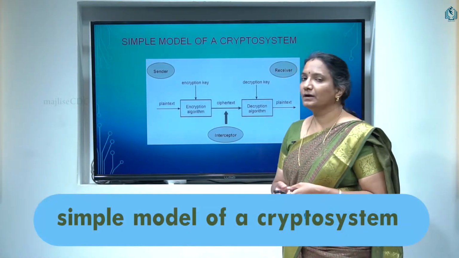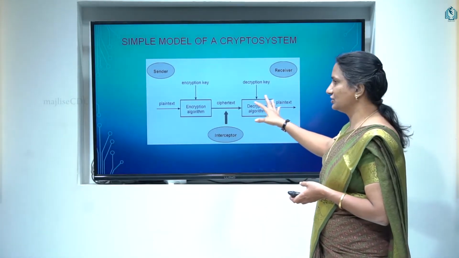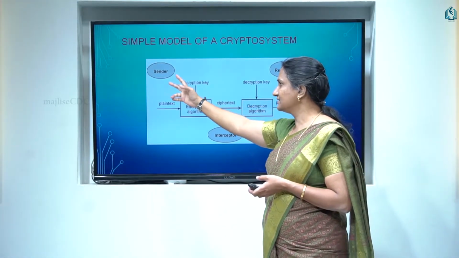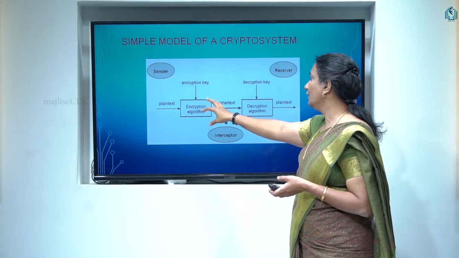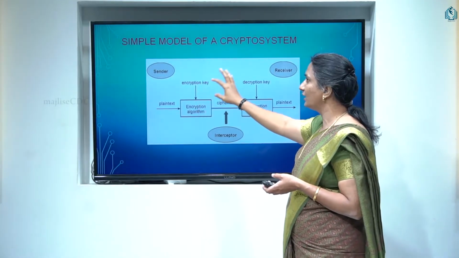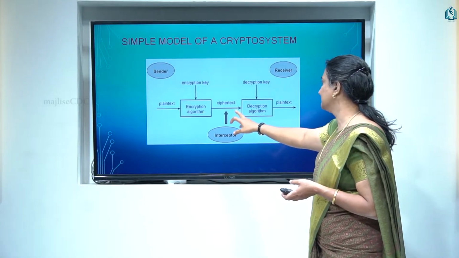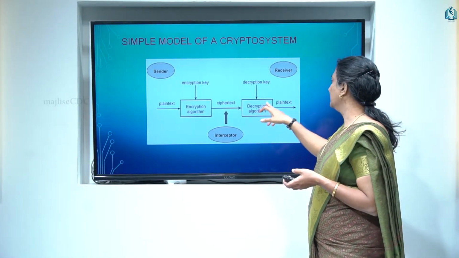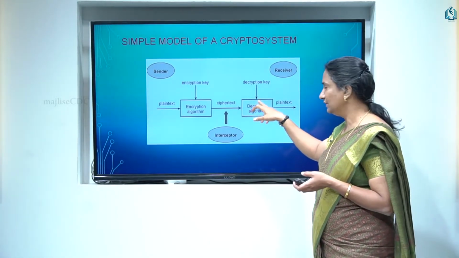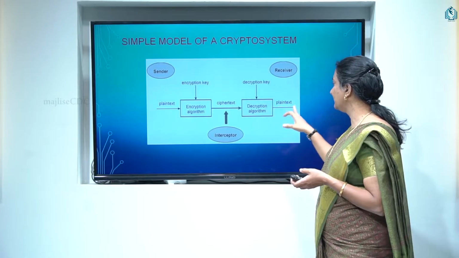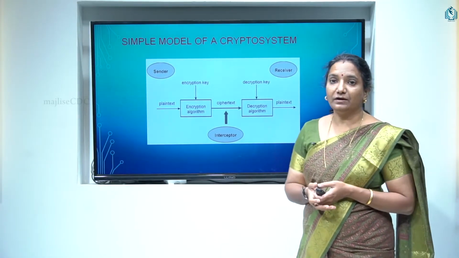Next topic, a simple model of a crypto system. Here in this illustration, a sender sends a plain text that is encrypted using an encryption key into some other form called ciphertext. When the receiver receives this ciphertext, it is decrypted using the decryption key, and it produces the plain text that the receiver can read.